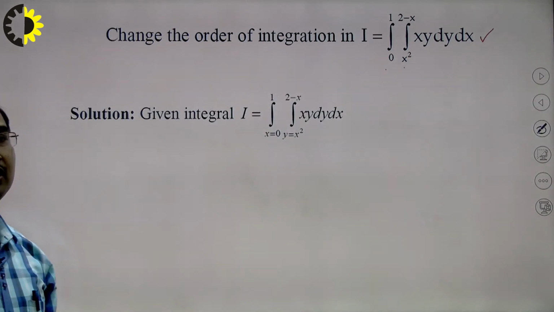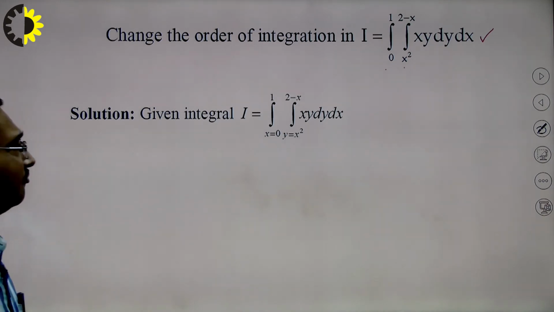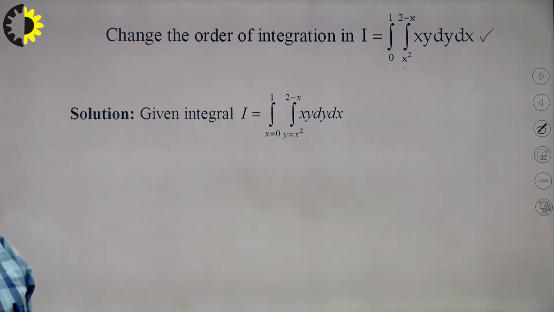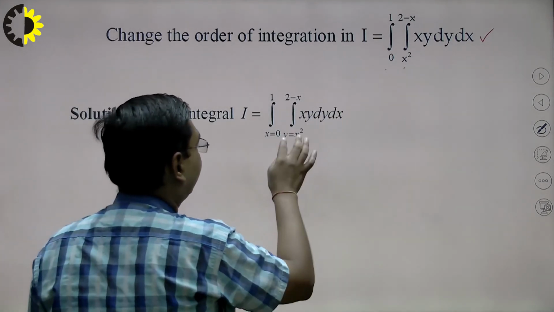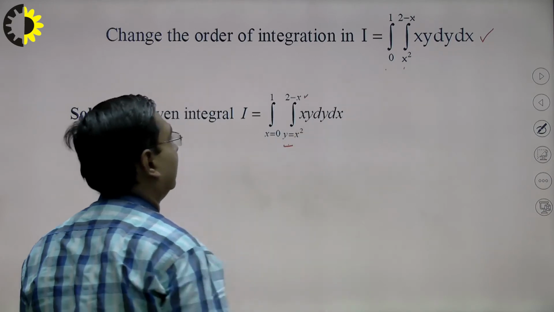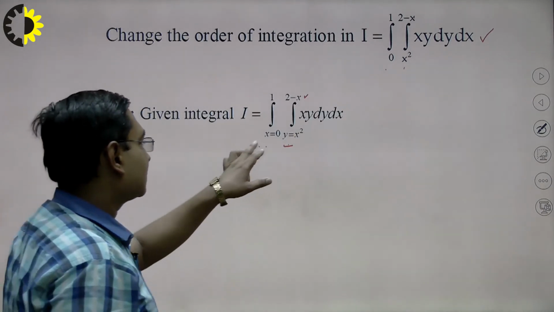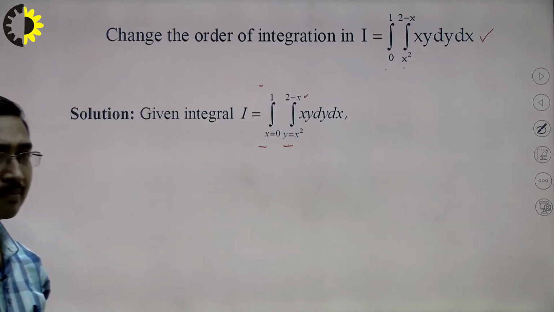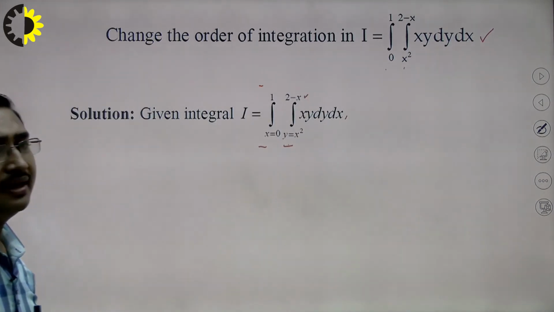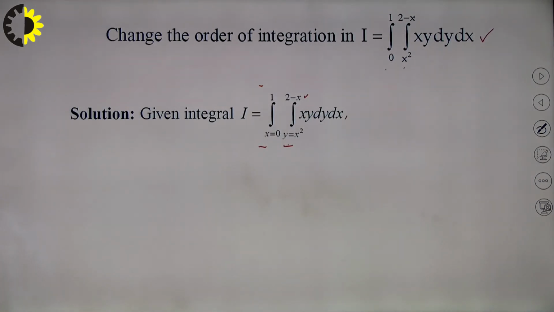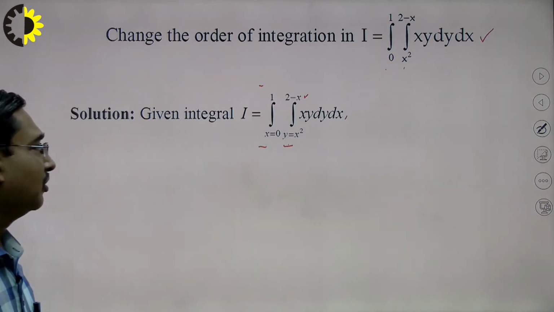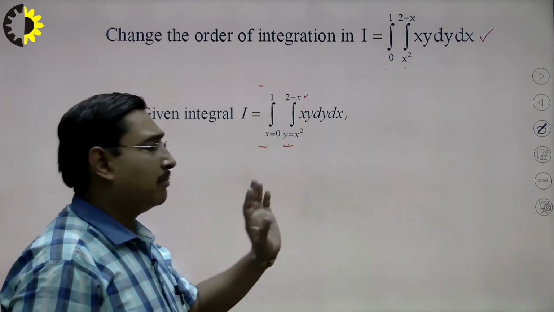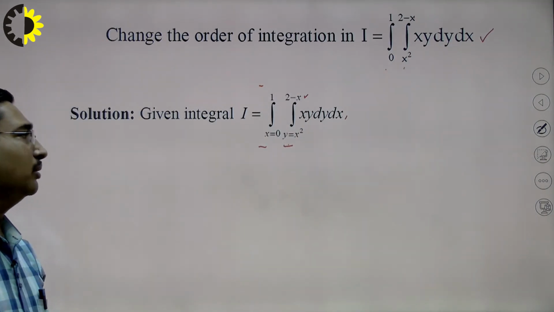First of all, we shall draw the region of integration. For this, because the limits are in terms of x, they must be limits of y, so I can write it as y equal to x square to 2 minus x, x from 0 to 1, xy dy dx. Now, this integral is to be evaluated by changing the order of integration. First of all, I shall draw the region, and then we shall find the new limits.